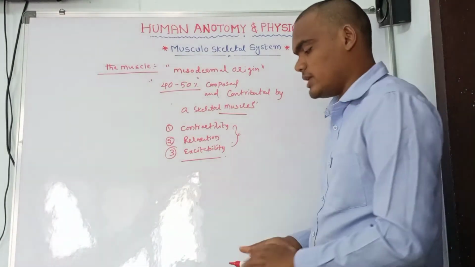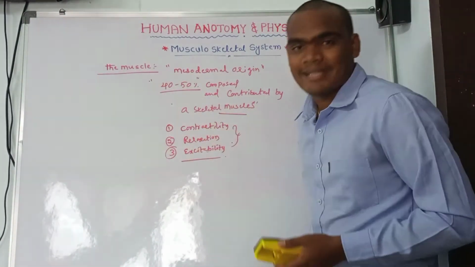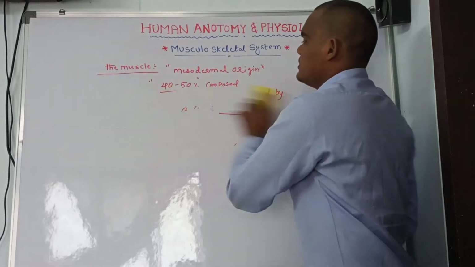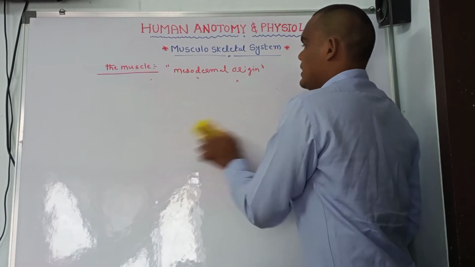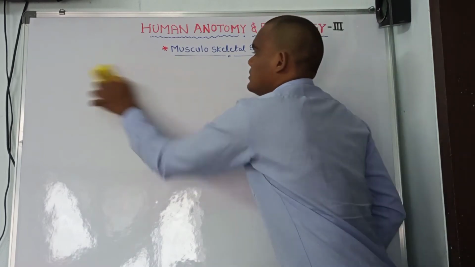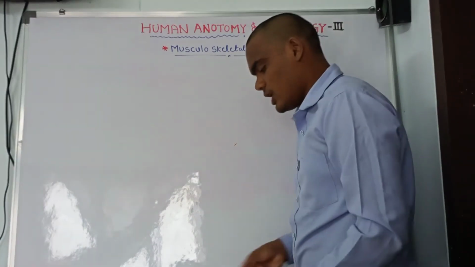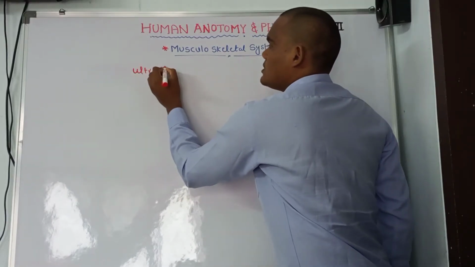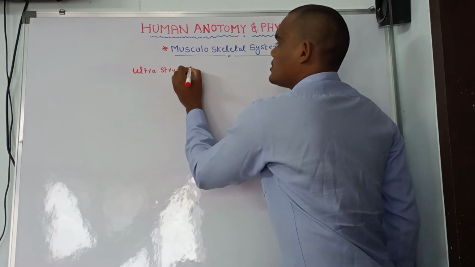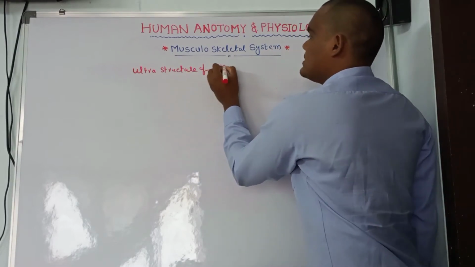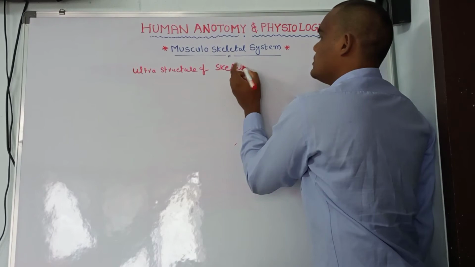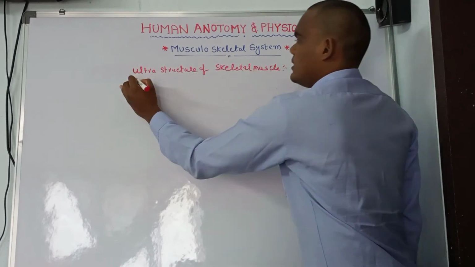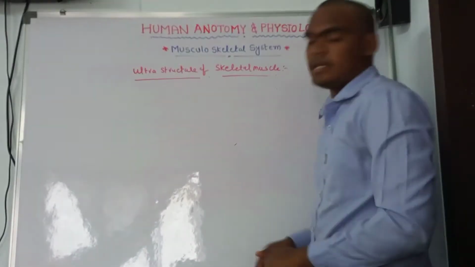So these properties help the muscles respond to the action potential for the locomotor movements performed by these skeletal muscles. Okay students, let's move to the structure of skeletal muscle. What is this? The ultra structure of skeletal muscle.